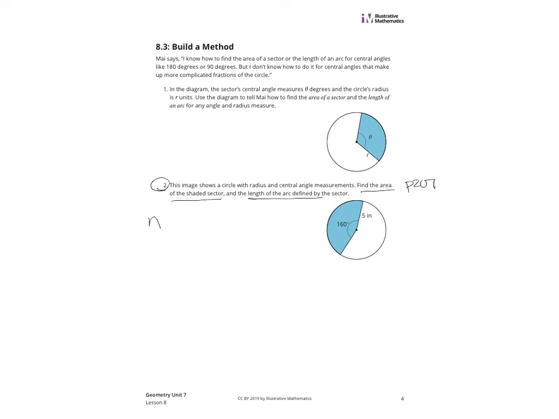So let's take a look at this first one. You should have had that the area of your sector is theta over 360 times pi r squared. So the area is equal to 160 divided by 360 times pi times 5 squared. And I'm going to put all of that into my calculator, 160 times pi times 25 divided by 360, and I get 34.9 inches squared for the area of my blue sector.